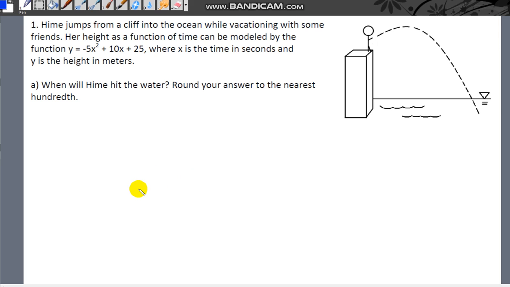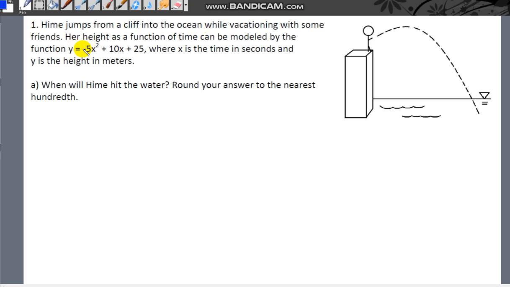Hello! Alright, so the purpose of this video is to show you basically how these word problems work. First, what I see is Hime jumps from a cliff into the ocean. That's my cliff. Hime jumps from a cliff into the ocean while vacationing with some friends. Her height as a function of time can be modeled by this function.